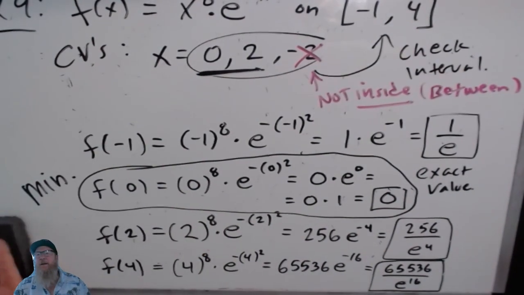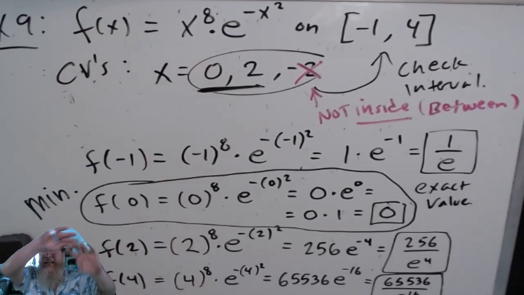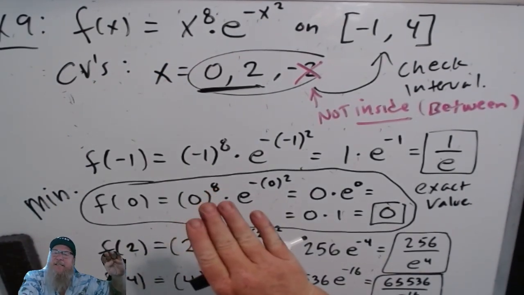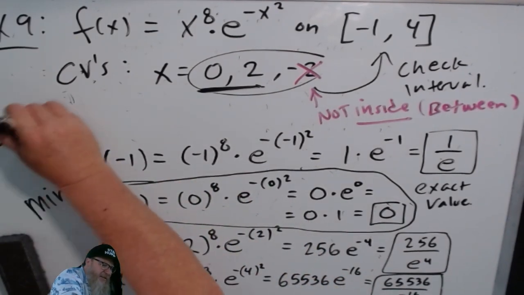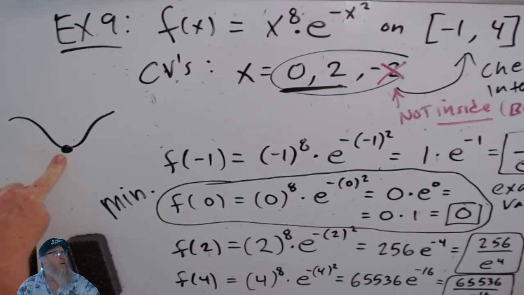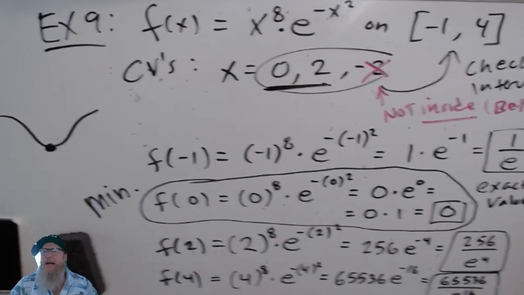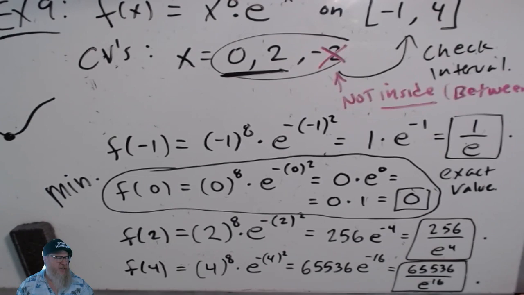Which kind of makes sense because if you think about this function, it's going to go down to the ground, to the x-axis, and hit the x-axis at 0, and that's it. That's the lowest it goes. So it kind of goes like this, and it hits 0 at 0. But then it goes up. And the question is which one of these numbers is the largest?